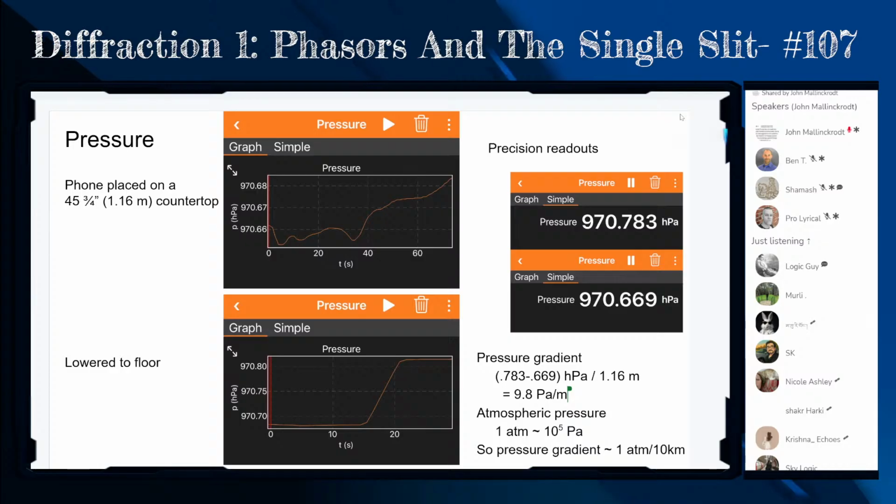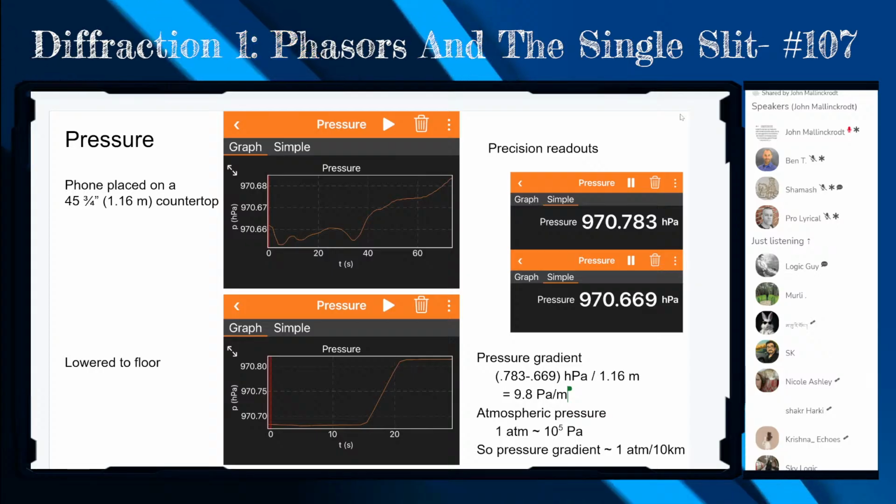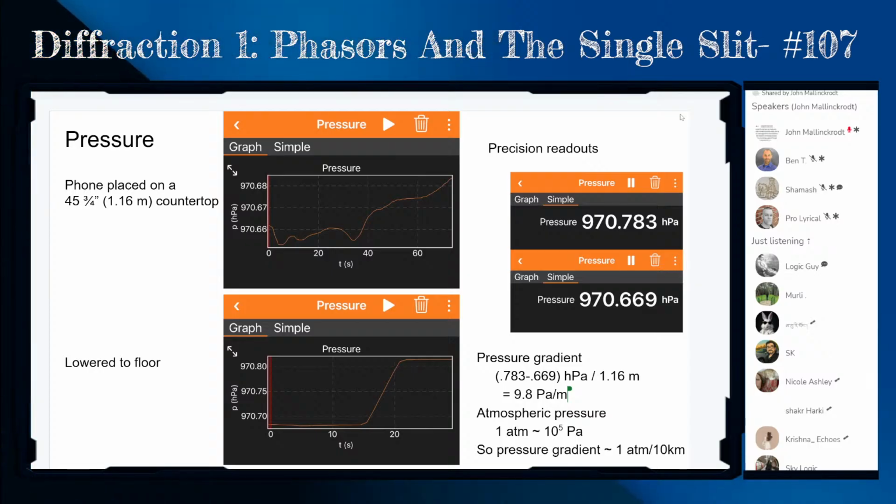And that's what it always is, by the way. The pressure gradient near the surface of the Earth is always about 10 Pascal per meter, unless maybe you're in a tornado or something like that.